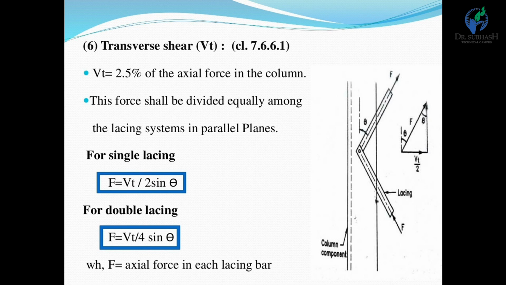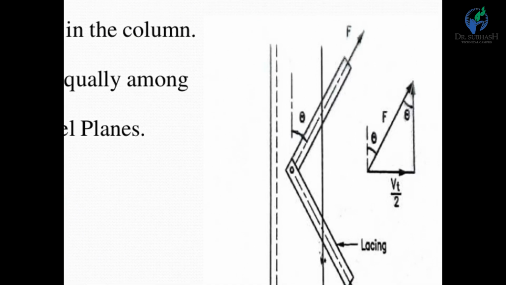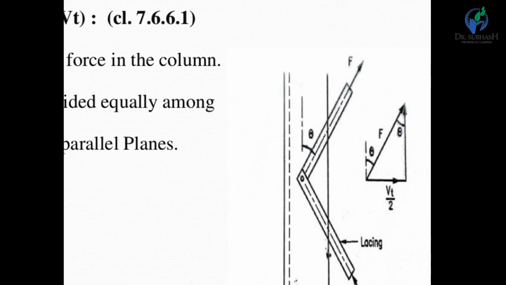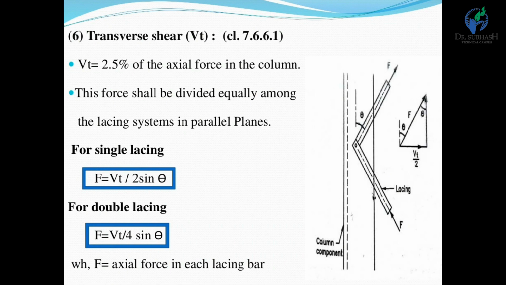This force shall be divided equally among the lacing systems parallel to the plane. Now we divide this force equally between both lacing planes, parallel to the flange. For single lacing, F is equal to Vt by 2 sin theta. How is it calculated? You can see the figure. We take this force in parallel. Theta is the inclination of the lacing, and the force is divided, F divided by 2, which means Vt by 2. So finally, for single lacing we get F equal to Vt upon 2 sin theta.